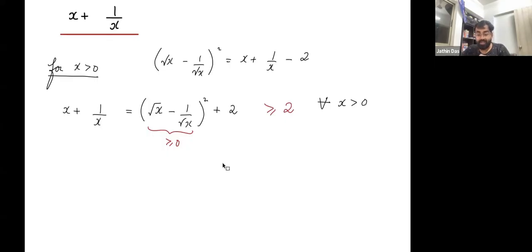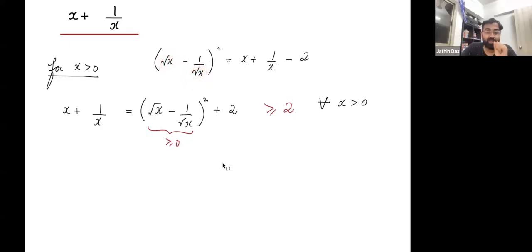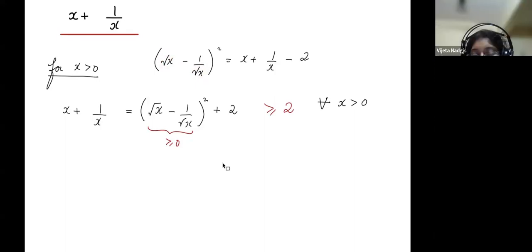Till there only, when I have taken x greater than 0. Okay? Otherwise, you cannot do it because then this root x cannot be defined. X cannot go inside the square root. So x should be positive for that. Ye clear hai? Yeah. Okay.